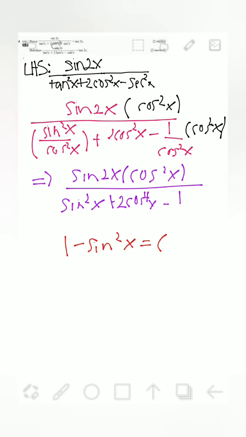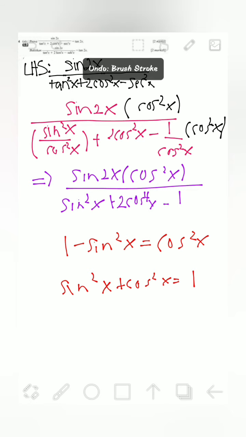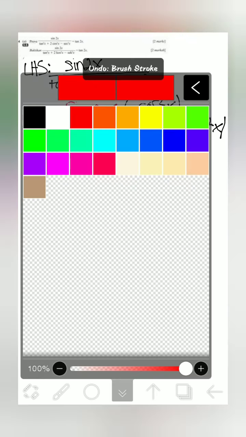This is nothing but cos square x, because sine square x plus cos square x is equal to 1 according to trigo identities. So if you bring this sine square x to the right hand side, you will get this expression. But here you have sine square x minus 1, not 1 minus sine square x. So what you can do here is manipulate this by factoring out the negative 1.